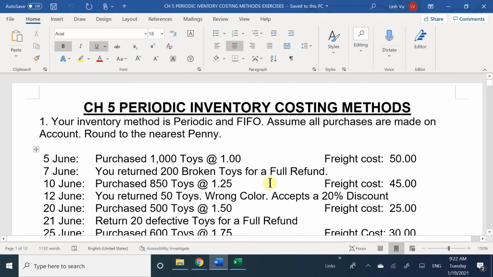So what has happened next? June 12, we returned 50 toys. Okay. Why did we return them? Wrong color. Okay. What else is going to be there?